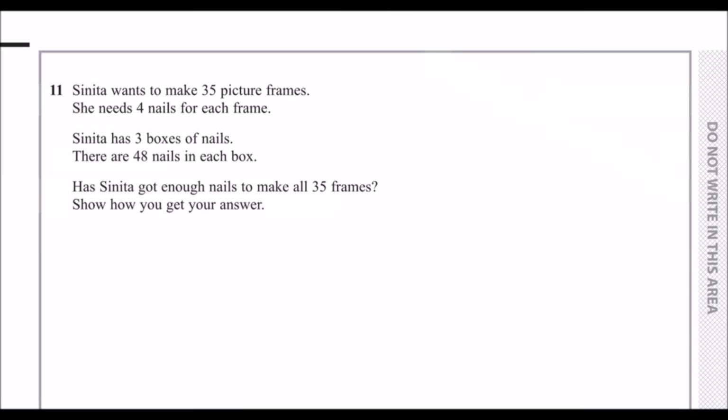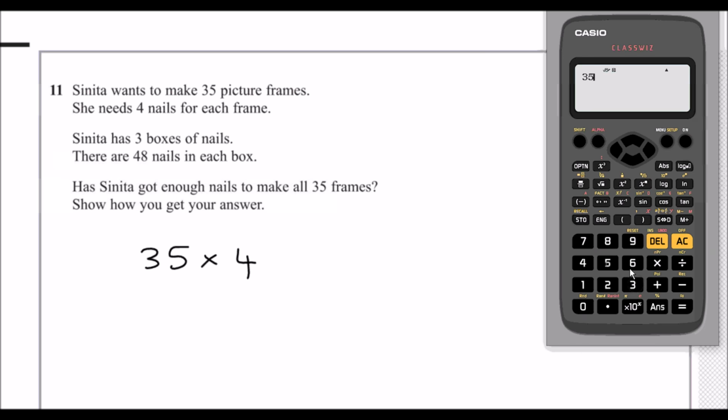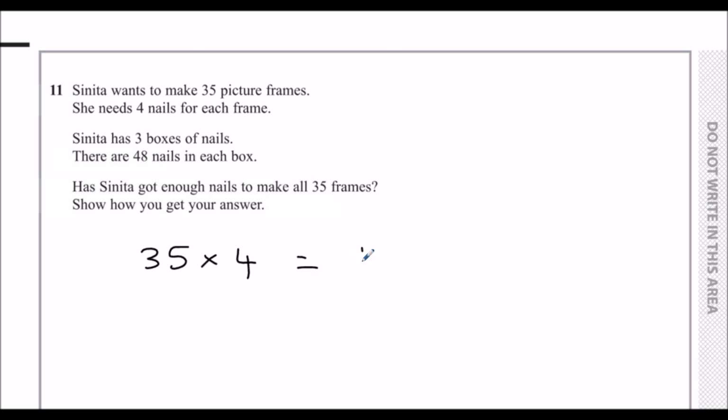Question 11. Sunita wants to make 35 picture frames. She needs 4 nails for each frame. She has 3 boxes of nails. There are 48 nails in each box. Has Sunita got enough nails? So 35 picture frames. Each needs 4 nails. So 35 times 4. So she needs 140.